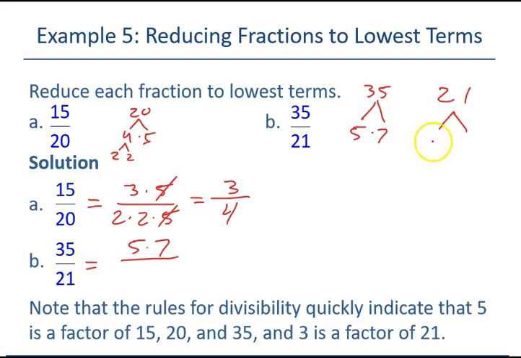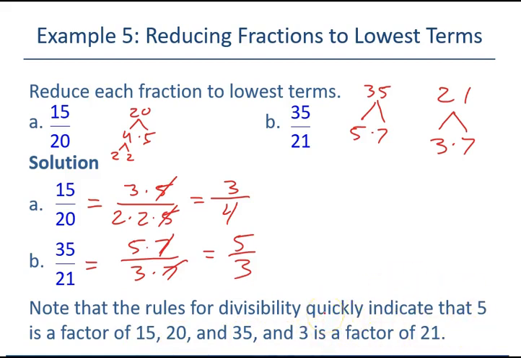Well, remember 21 is the same thing as 3 times 7. Once again, both of these are prime, so I can go 3 times 7. Here, the 7s are going to reduce out, because remember those reduce out to a 1, and I'm just left with 5/3. Note that the rules for divisibility quickly indicate that 5 is a factor of 15 and 20, and 35, and 3 is a factor of 21.